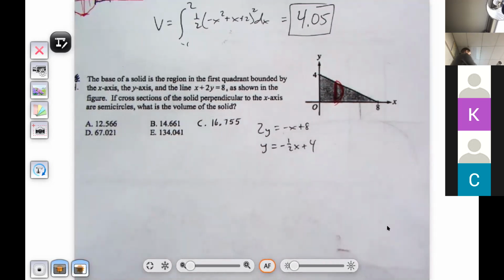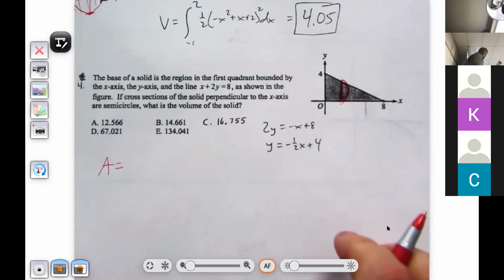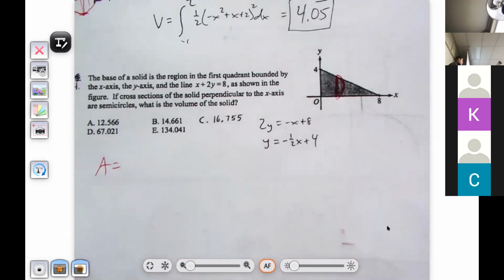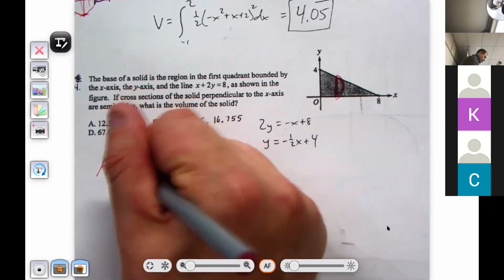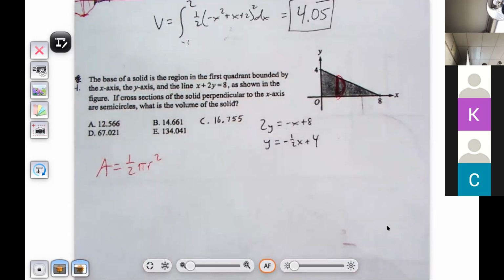So I'm going to go through my 3-step process. Step 1, I write the area formula for whatever the cross section is. The area formula for a circle is pi r squared, so a semicircle is 1/2 pi r squared. On the square problems, we had to find s. On the triangle problem, we had to find s. On this problem, we have to find r. This one's a little tricky.